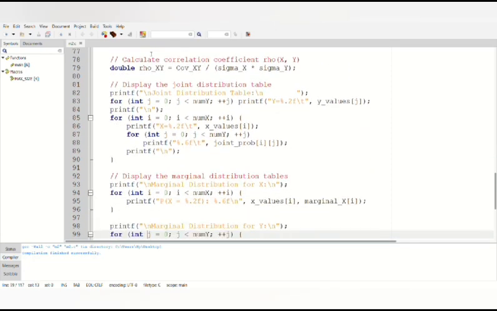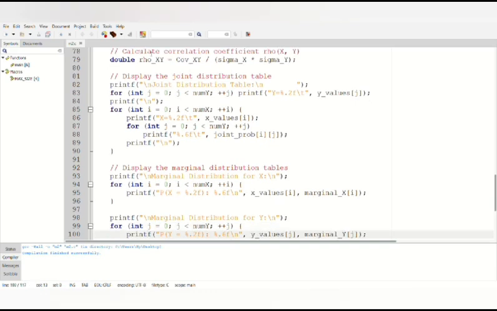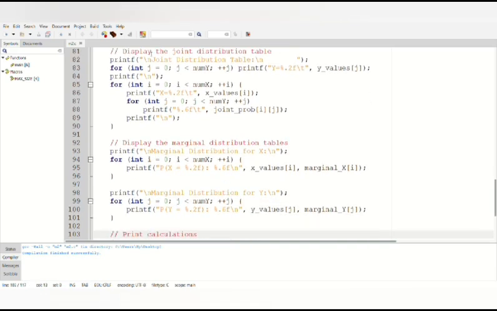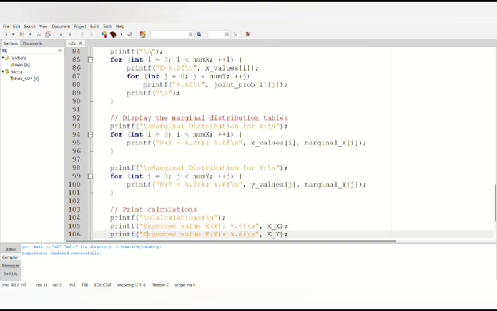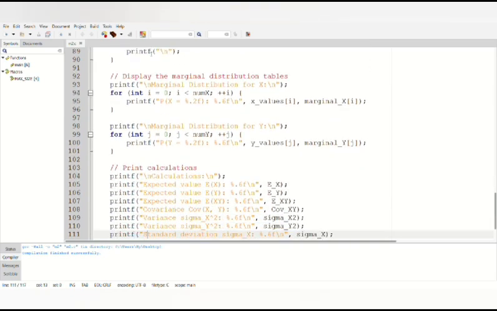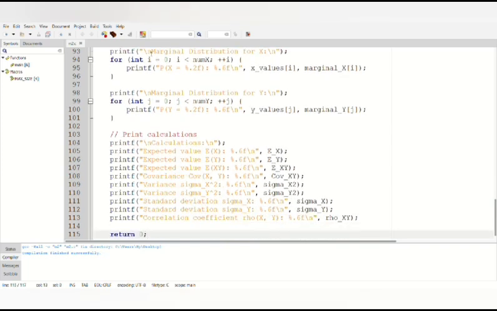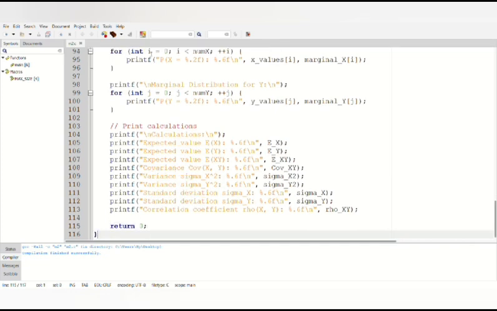Here we display the joint probability distribution table. Next we display the marginal distribution table using while loops and others, and here we display all calculations like E of x, E of y, E of xy, covariance of xy, sigma x square, sigma y square, sigma x, sigma y, and correlation coefficient rho of xy for the given probability function.